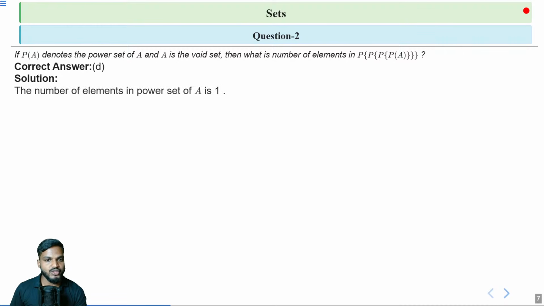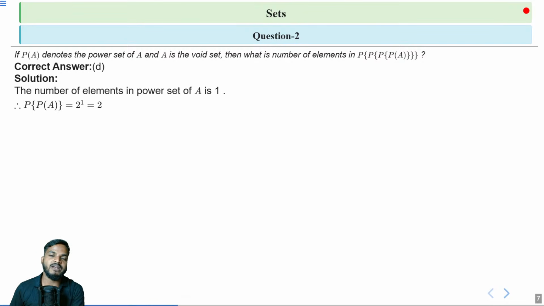So let's look at the solution. Now, A is a void set. That means the set A has no element. So the cardinal number for set A is 0. And we know that the number of elements in the power set of a set is 2 to the power n, and here n is 0. So 2 to the power 0 is 1. So the number of elements in the power set of A is 1.